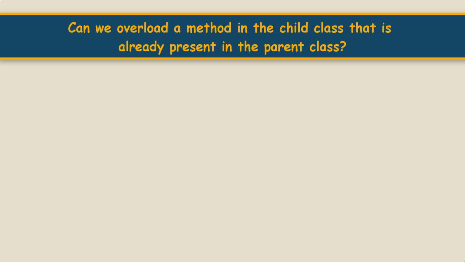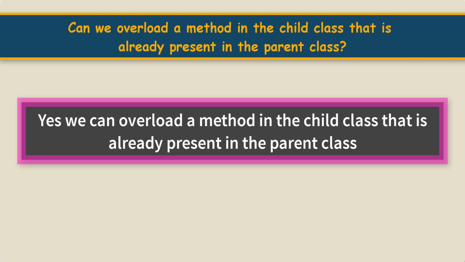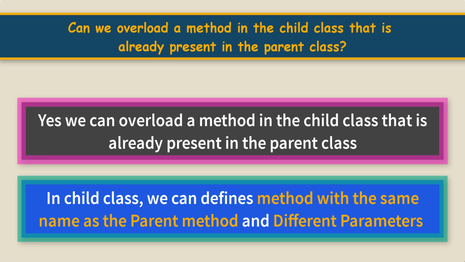Next question related to the overloading again. Can we overload a method in the child class that is already present or defined in the parent class? So when we create a child class by using the inheritance concept, all the methods of the parent class are accessible in the child class directly. So you can overload the parent class method in the parent class or in the child class also. You just need to use the same method name and a different type of parameters, or their order has to be different, or a different number of parameters.